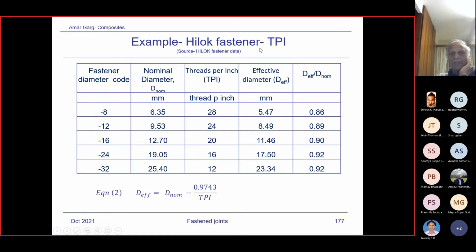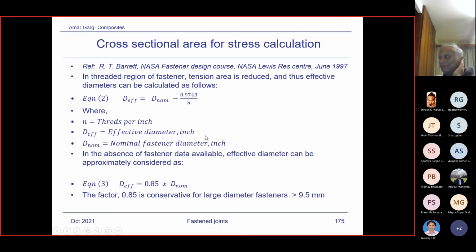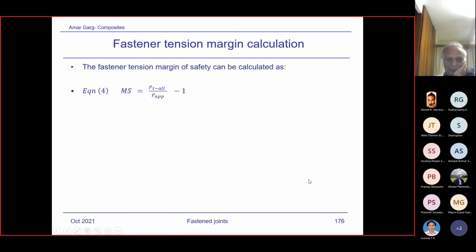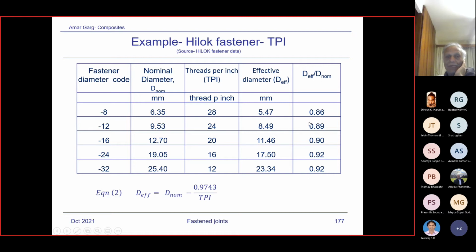I've given some example. I picked up the data for a fastener. Dash 8 is a quarter inch, which is 6.35, dash 12 like that. These are the fastener designations, threads per inch, and the effective diameter D effective I calculated based on this equation. And as you can see, 0.86, 0.89 is D effective upon D nominal. And as you remember, I said that conservatively, if data is not available, as a conservative estimate you can consider 85% of D nominal, which will be conservative, as you can see from this one.